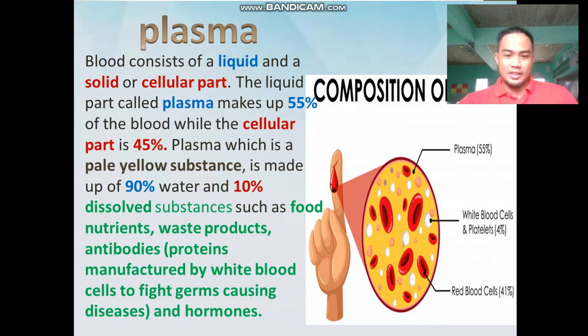The plasma is a pale yellow substance that is made of 90% water and 10% dissolved substances such as food, nutrients, and so on and so forth. So you can read it and pause it para hindi ta magdugay gid.